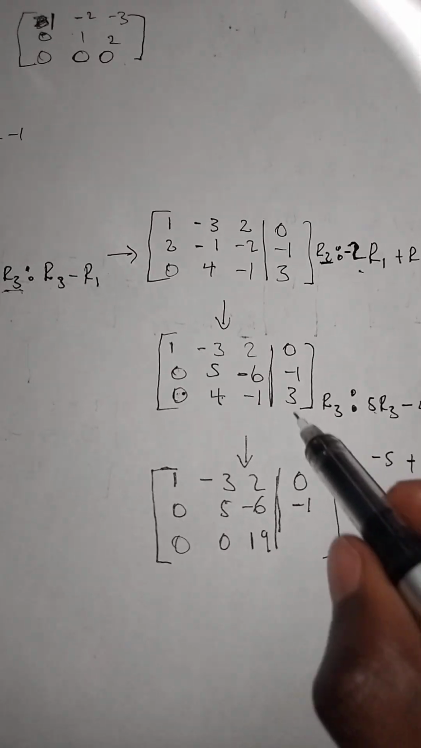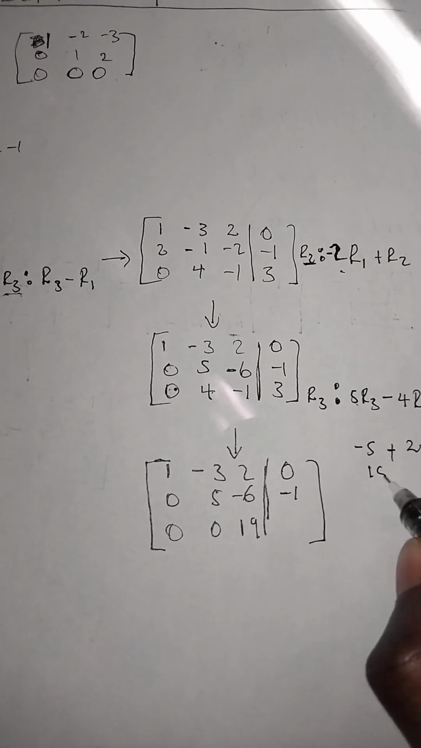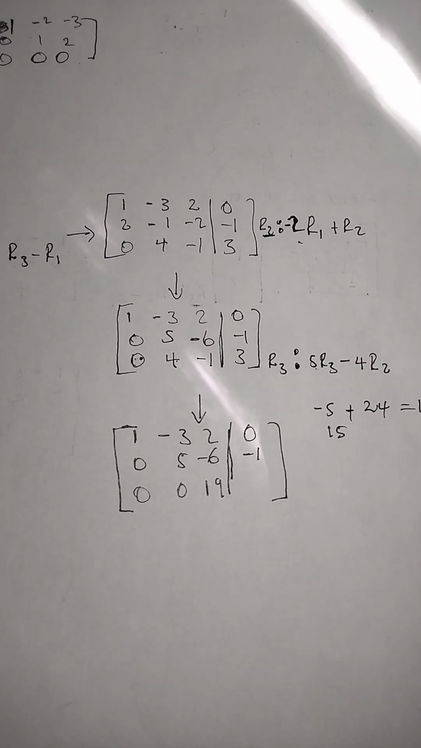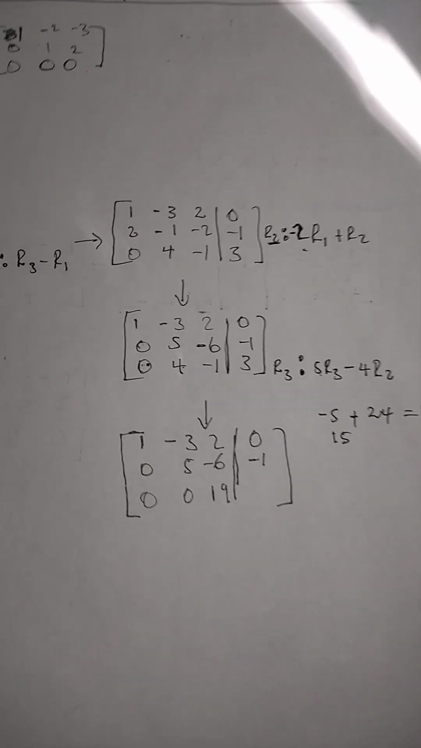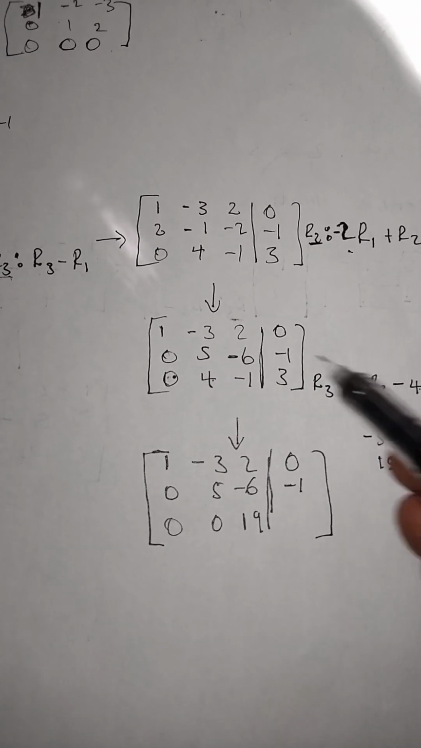Then now for this 2, we're going to say 3 by 5. That gives us 15. Then minus 4 by minus 1.